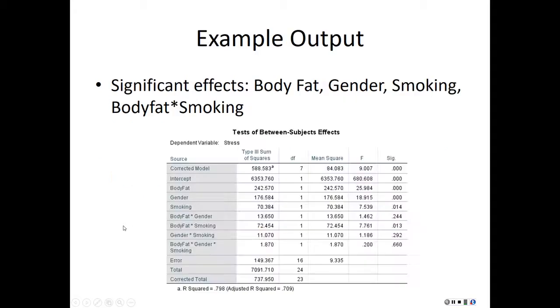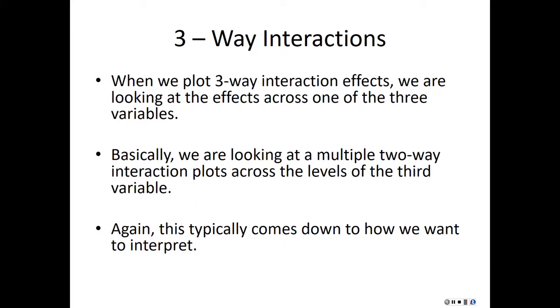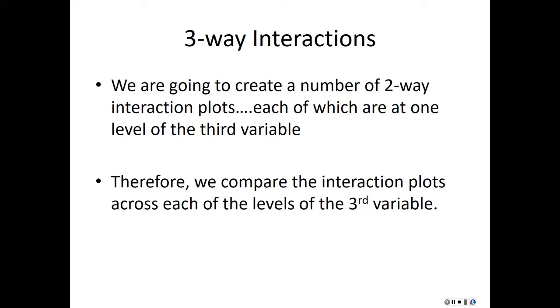Okay. So we can look at the main effects, we can look at the 2-ways, and we can look at the 3-way. So we can test all of them, and so forth. Our main effects and our 2-ways are interpreted the same way. I know we don't have a significant 3-way, but if it was significant, how would we interpret it? When we plot the 3-way interactions, we're looking at the variables across the third variable's levels. So basically we're looking at multiple 2-ways. It depends on how we want to interpret it.